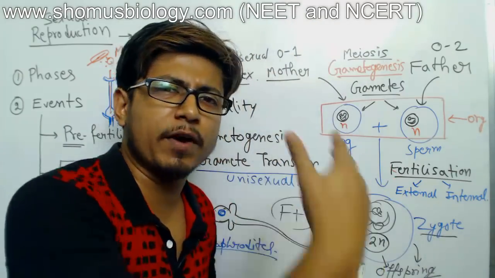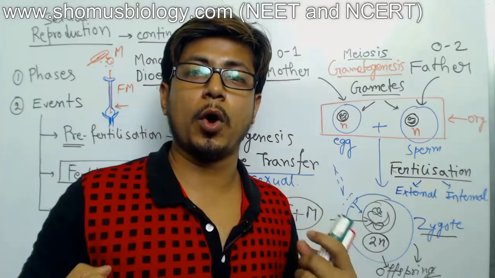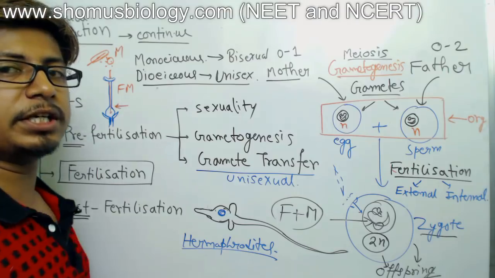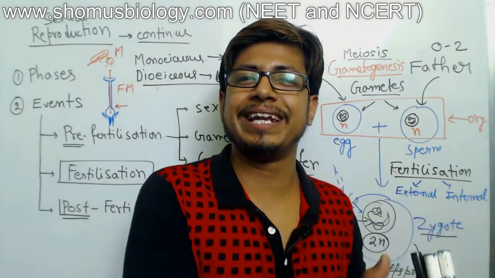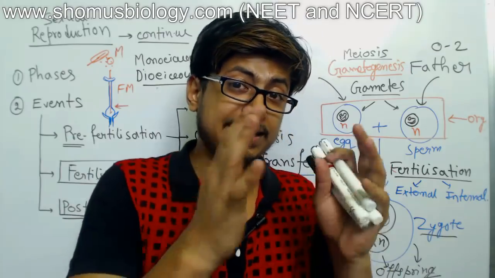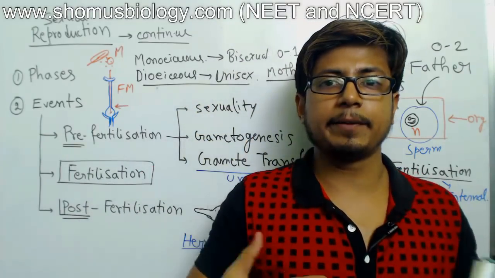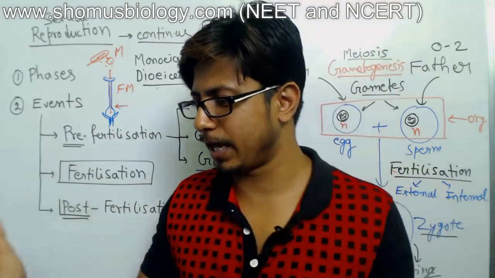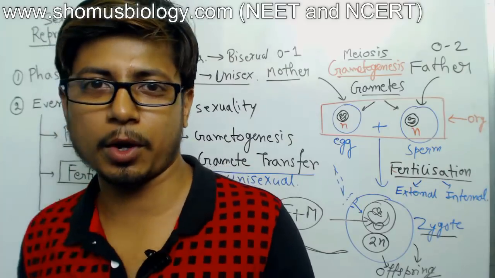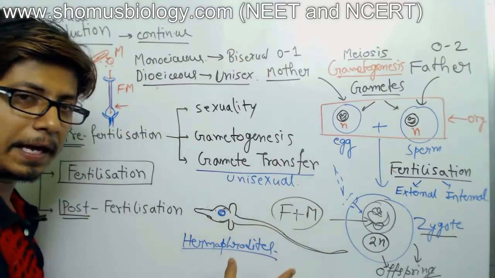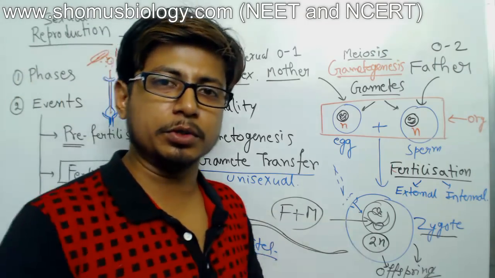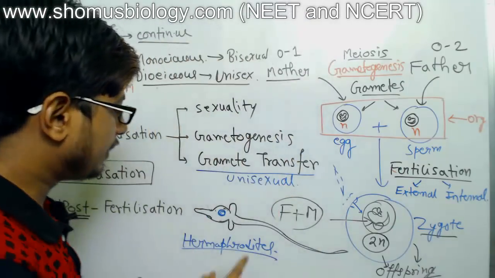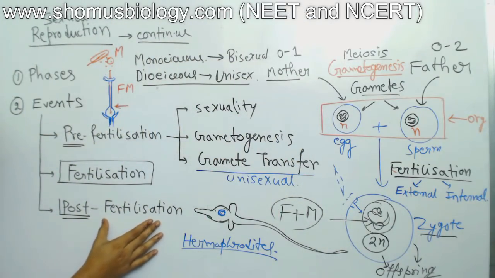Now the zygote keeps on dividing to make a whole organism, and that's a part of the post-fertilization event. Post-fertilization event is also known as embryogenesis. Embryogenesis means that a zygote, from one cell, can produce a multicellular organism like a human, or any amphibian, reptile, or other multicellular organism. It's a miracle of life how, from one cell, it continues to divide and produce a complete, fully functional adult organism. So embryogenesis is a part of post-fertilization.